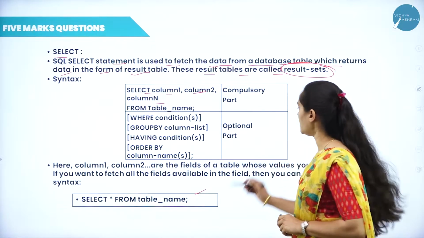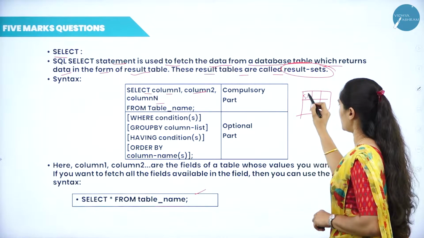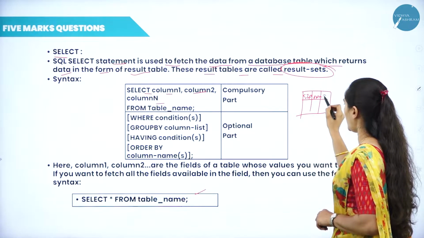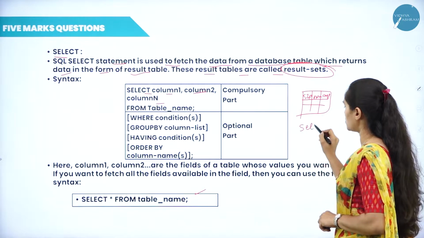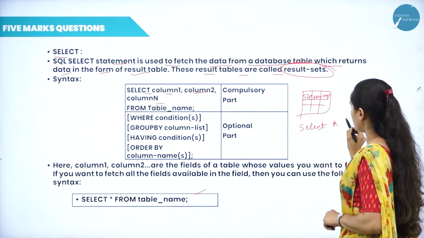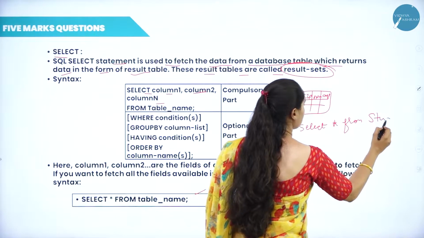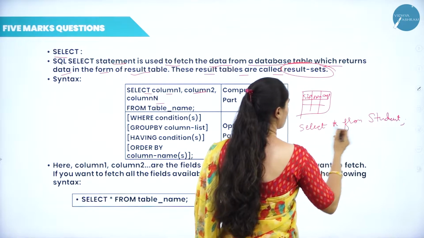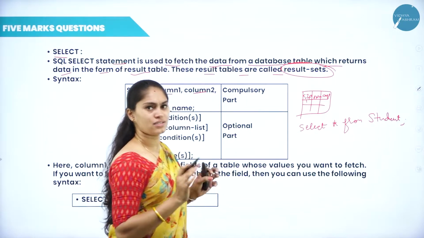So what I can do is, for example, consider I have a table called student that comprises student ID, name and age. So I wanted to retrieve all the data. So how am I supposed to do it? Select star from student semicolon. So this will fetch me all the values which are there in the student table.